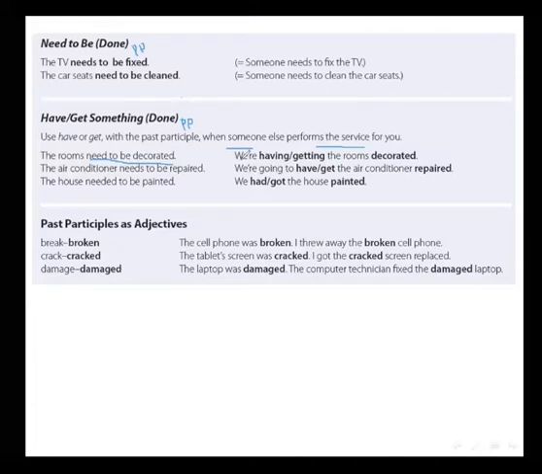So I'll use this structure. Okay, we are having or getting the rooms decorated. Have or get something and then the verb in past participle.